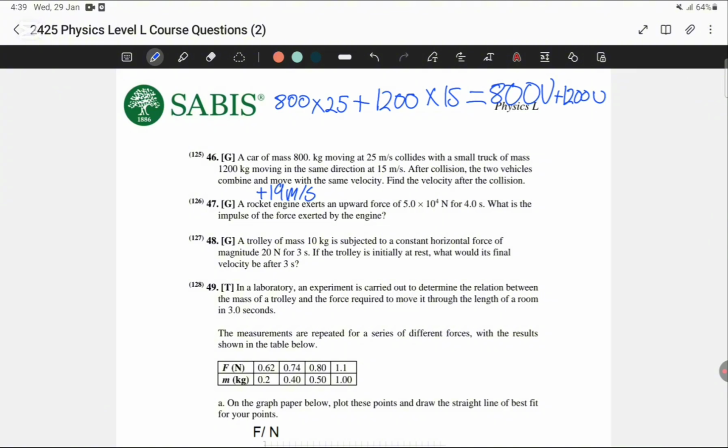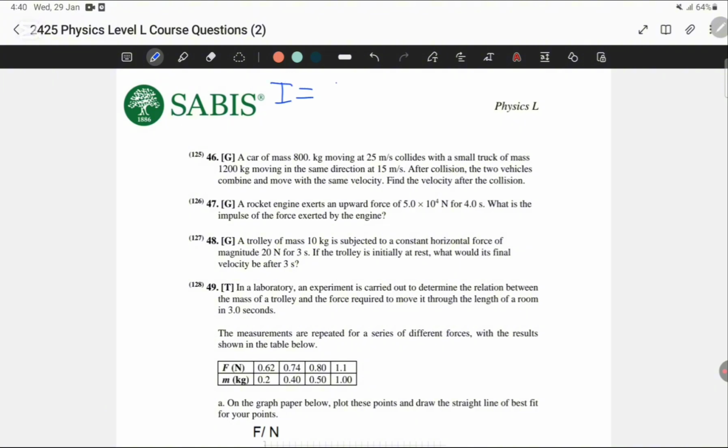A rocket engine exerts an upward force of 5 times 10 to the power of 4 newtons for 4 seconds. What is the impulse of the force exerted by the engine? Here, impulse has two rules. Impulse is equal to force times time, and impulse equals mass times change in velocity.